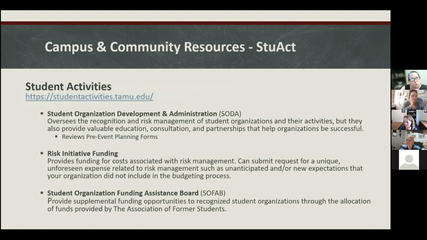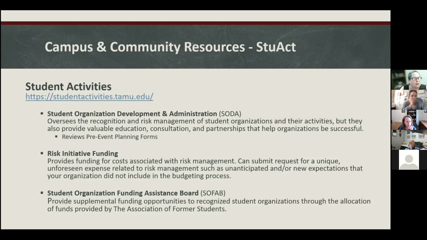They actually have specific risk initiative funding. That's for a unique, unforeseen expense that's related to risk, and the potential of not accommodating somebody is a risk because of potential discrimination or legal aspects. So you could actually apply for funding for an interpreter or something like that. And then they have a general student organization funding board that any organization can request from.